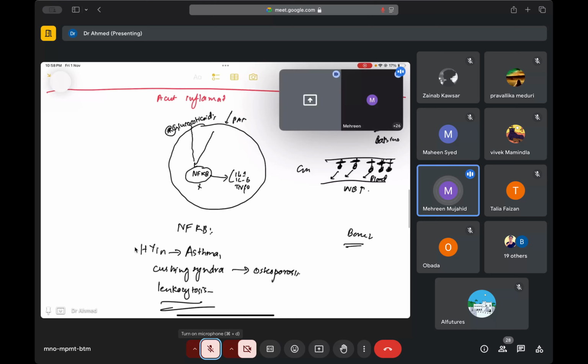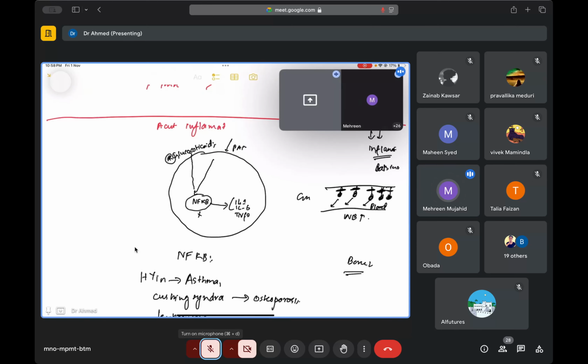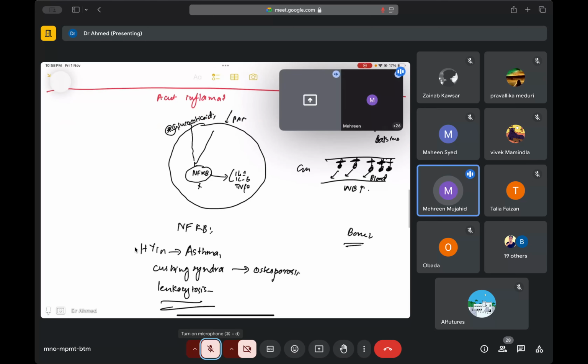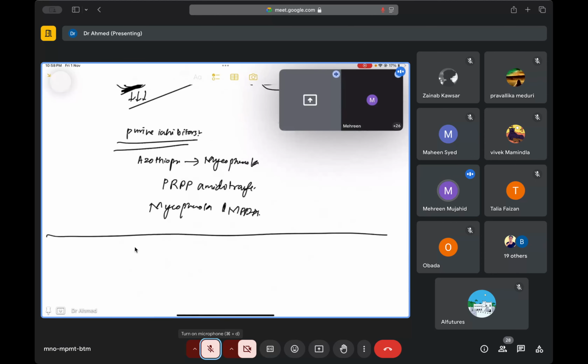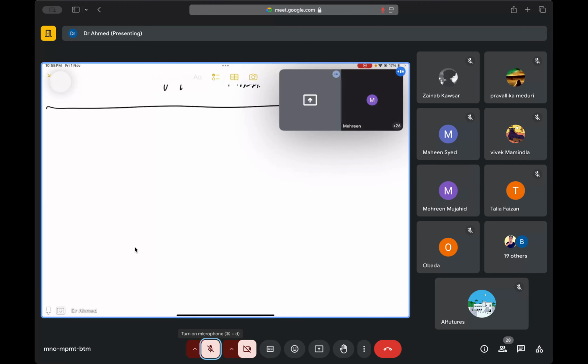What are the adverse effects and indications? Neutrophilia, asthma, leukocytosis, osteoporosis. Perfect. What about purine inhibitors? There are two purine inhibitors, azathioprine and mycophenolate. Azathioprine is going to inhibit the phosphoribosyl transferase enzyme, and mycophenolate inhibits IMP dehydrogenase, and in the end it inhibits guanine production. For example, if a person is on allopurinol, we do not give azathioprine because it causes a more toxic effect.